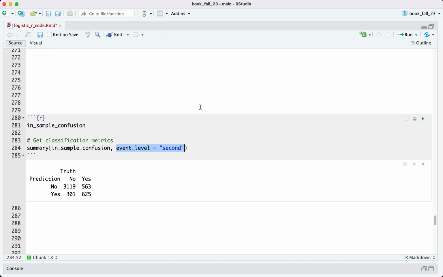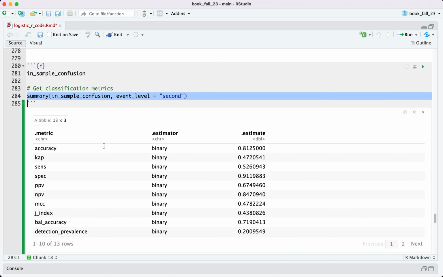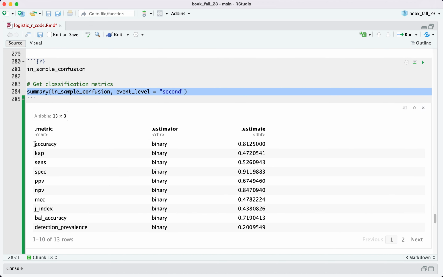This is again because R cannot read our mind, that our category of interest here and what we're modeling is the log odds of rain. So yes, rain. Event level second indicates that we're interested in this second level here. When we apply that summary function, we get out a bunch of statistics about our classification accuracy. We'll focus on the overall accuracy of our model, which is roughly 81.3%, as well as the sensitivity and specificity of our model, which are roughly 52.6 and 91.2% respectively.